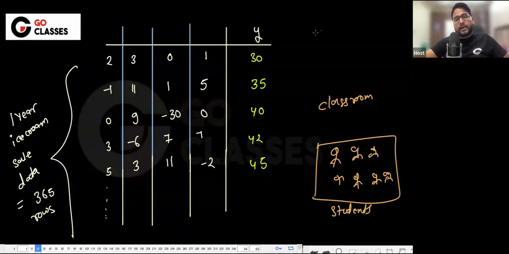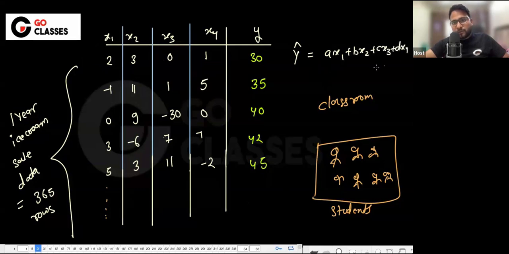intuitively, okay, I'm not asking you mathematically. Let's suppose these are the four columns: column number 1, x1, x2, x3, x4. Then you will be having some equation, which I'm writing in vector form: y cap equals a x1 plus b x2 plus c x3 plus d x4 plus e, something like this, right?